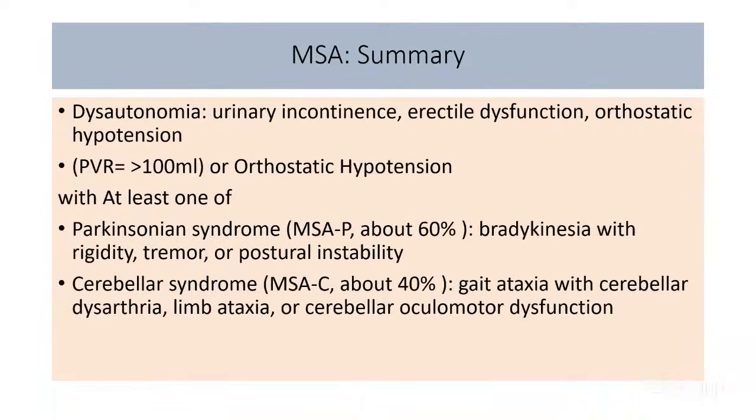And to summarize the MSA: dysautonomia, urinary incontinence, erectile dysfunction, orthostatic hypotension, and post-void residual volume greater than 100 ml or orthostatic hypotension. At least one of either a Parkinsonian syndrome, bradykinesia with rigidity, tremor, postural instability, or cerebellar syndrome. In MSA-C, gait ataxia with cerebellar dysarthria, limb ataxia, and cerebellar oculomotor dysfunction.